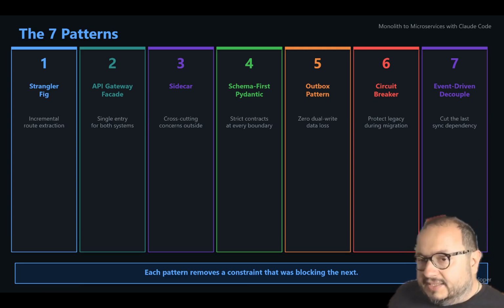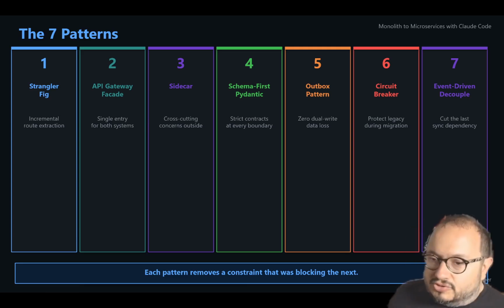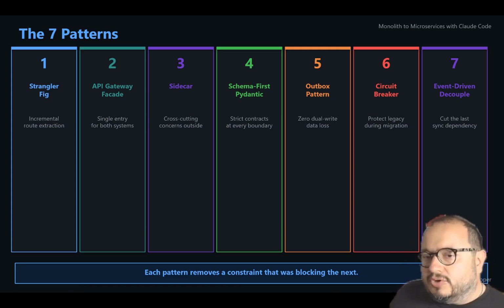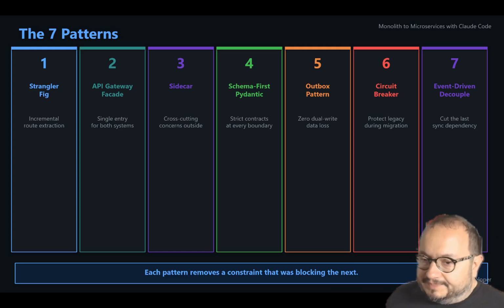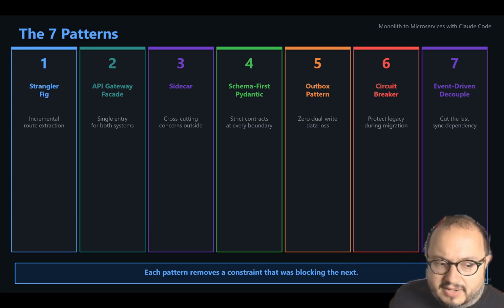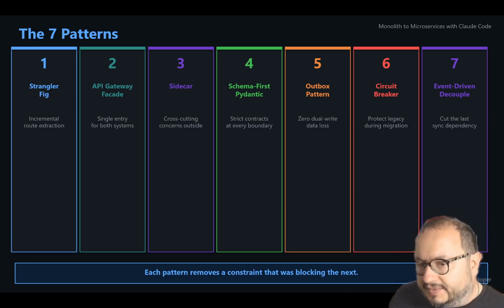Pattern 3. The Sidecar. Cross-cutting concerns, logging, authentication, rate limiting, extracted out of the core service and into a proxy that runs alongside it. Pattern 4. Schema-First Pydantic. Every service boundary enforced by a strict Pydantic model. No implicit contracts, no surprise nulls. Pattern 5. The Outbox Pattern. You have 2 systems during migration. Events need to reach both without dual write inconsistency.